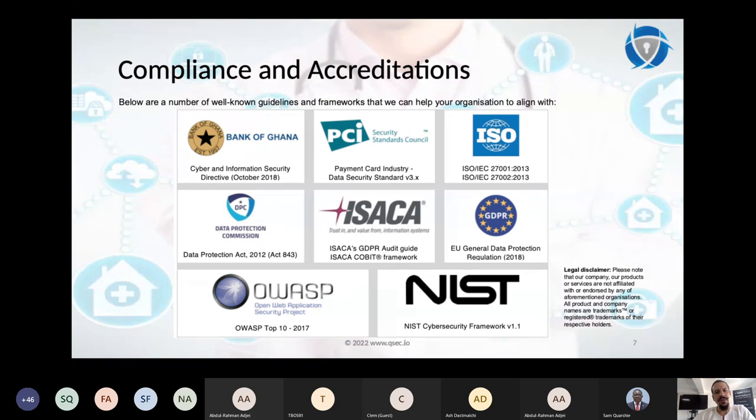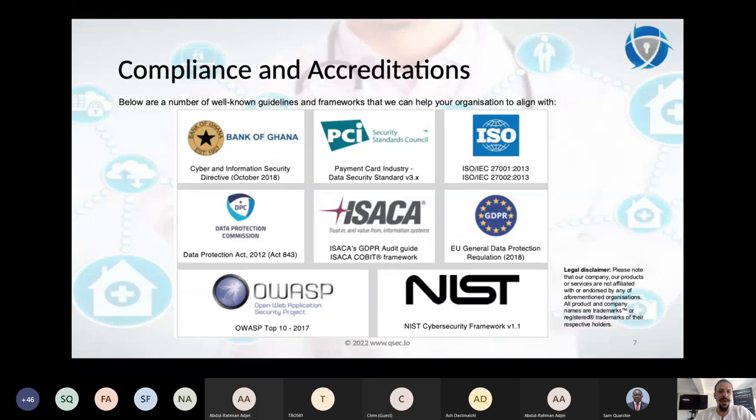Some of the compliance standards and accreditations that we line up ourselves with, and help organizations here in Ghana to align themselves with. Bear in mind, we're not affiliated with any of these organizations, and our services are not endorsed by them. It's just that we are very aware of these standards being out there, and we know that organizations in Ghana are trying to achieve certain objectives internally, so we assist them in achieving this goal.